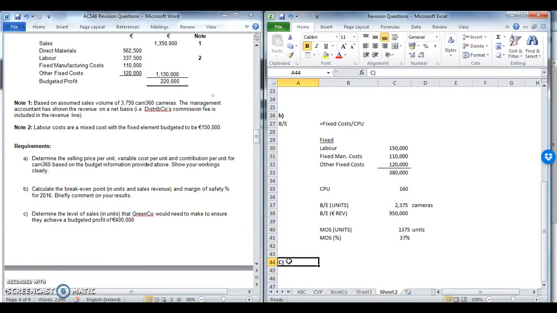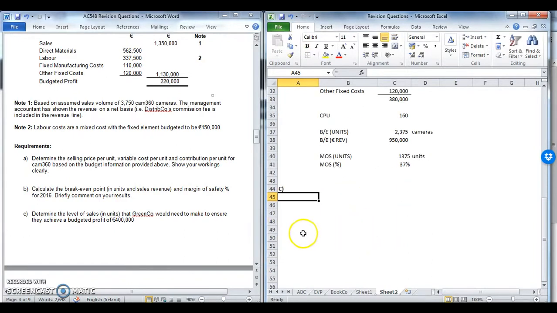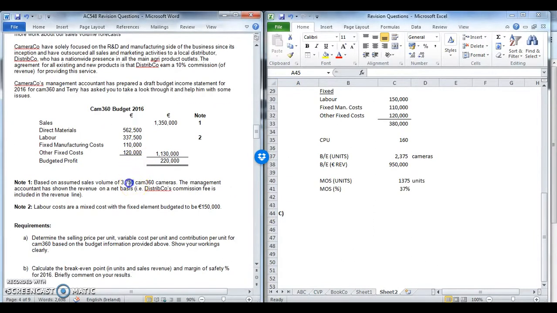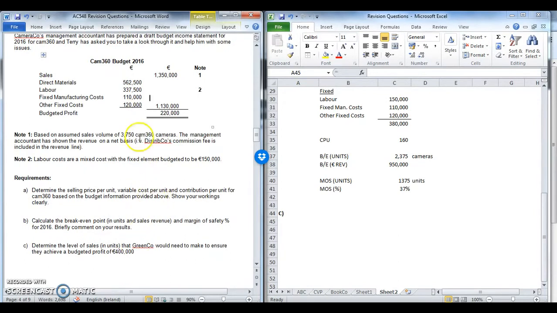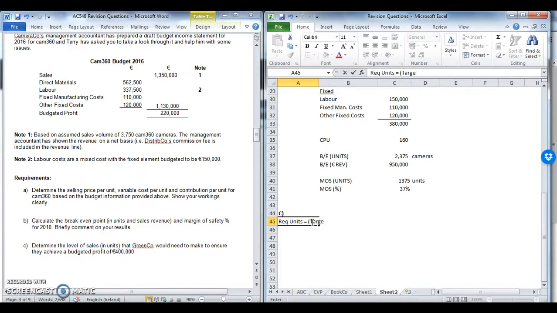The next one, part C, is what's called a target profit analysis. So what you're asked is, what's the level of units in sales, how many Cam 360s do you need to sell before you make a budgeted profit of 400,000. So again, useful to have a think about it in high level terms first. You said here you're making a sale of 3750, and you're making a profit of 220,000. Therefore, straight away you know it's going to be more than 3,750 units because you want a larger profit, nearly double that.